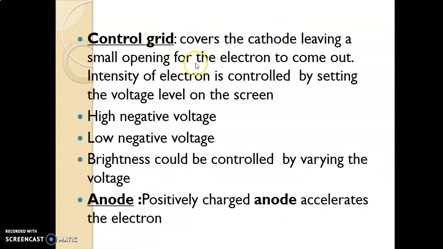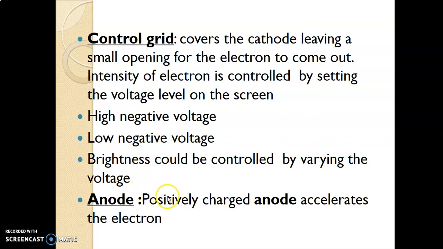This control grid covers the cathode, leaving a small opening for the electrons to come out. Its intensity can be controlled by the voltage level. It can have a high negative voltage or a low negative voltage, through which the brightness can be controlled. The number of electrons coming out is controlled by the voltage applied.